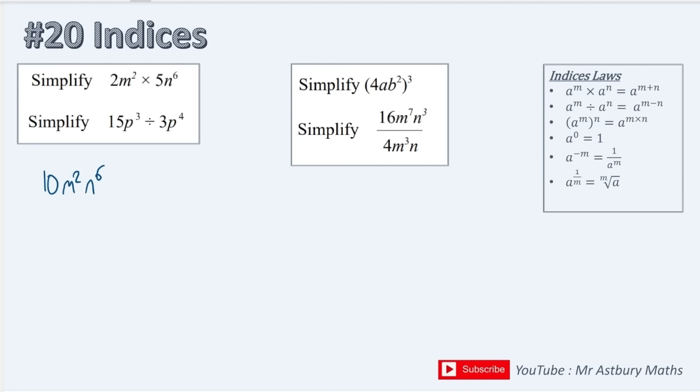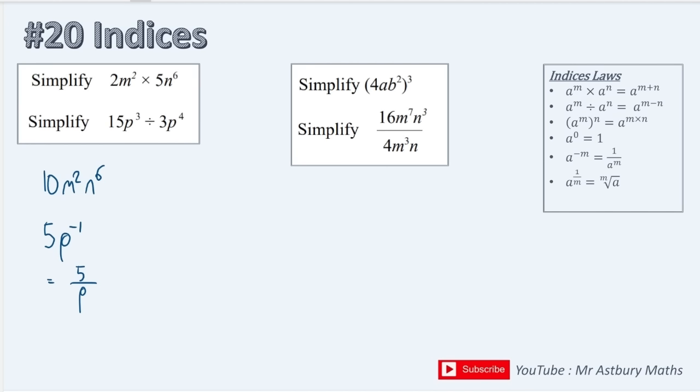Okay, next one, we can divide 15 by 3 to get 5. And this time, because the bases are the same, we can use our indices rules. So p to the 3 divided by p to the 4, we would subtract the powers. So 3 minus 4 is minus 1, so it's p to the minus 1, which can also be written as 5 over p, because a negative power means we take the reciprocal of that variable.